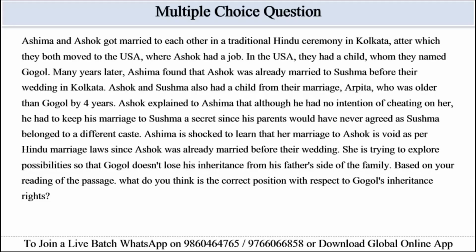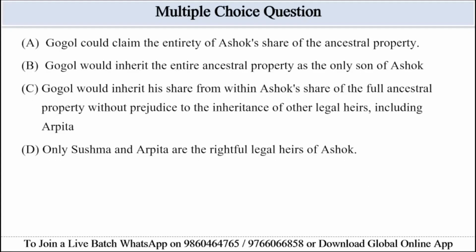Based on the reading of the passage, what do you think is the correct position with respect to Gongol's inheritance right? So the question asks what Gongol's inheritance right is, given his mother's marriage was void because Ashok was already married. The passage states children from void marriages are entitled to their deceased parents' share of ancestral property. So option A, Gongol could claim the entirety of Ashok's share of the ancestral property.